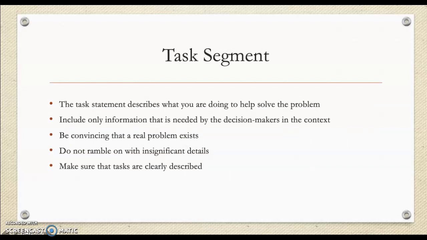The other part of the opening segment is the task segment. This describes what you're doing to help solve the problem. Include only information that is needed by the decision makers. Be convincing that a real problem exists, and don't ramble on with boring details. Make sure also that tasks are clearly described.